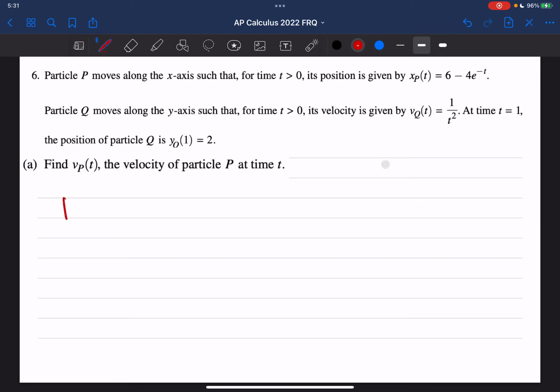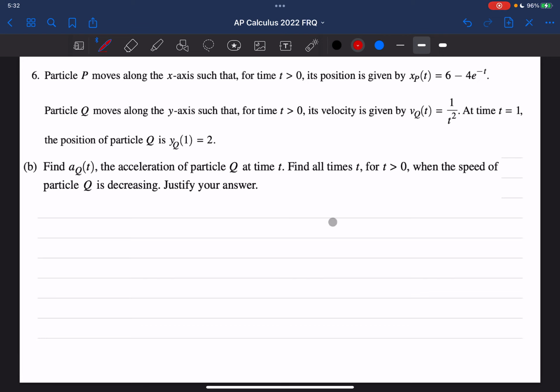So part A says, find the velocity of particle P at time t. So that means the velocity is the derivative of position. So the derivative of 6 is 0. Negative 4e to the negative t becomes positive 4e to the negative t. It's negative 4e to the negative t.